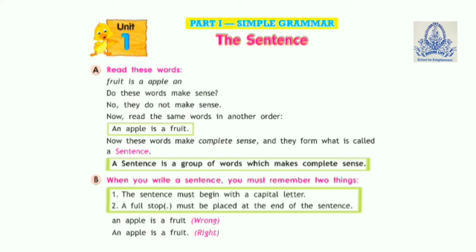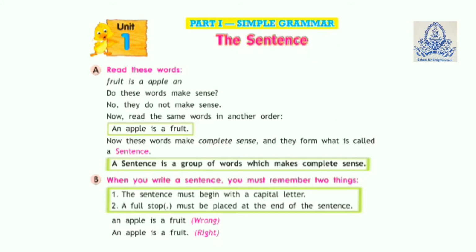So now read the same words in another order. Now in this box the sentence is given to you in order. An apple is a fruit. Now do you think this is a sentence? Yes. Why? Because it has a meaning and the letter A and an has a capital and at the end there is a full stop. So this makes a sentence. These words make complete sense and they form what is called a sentence.